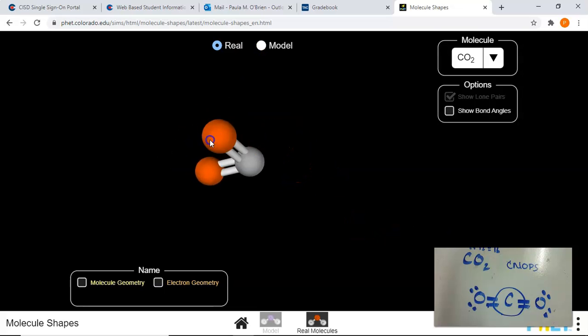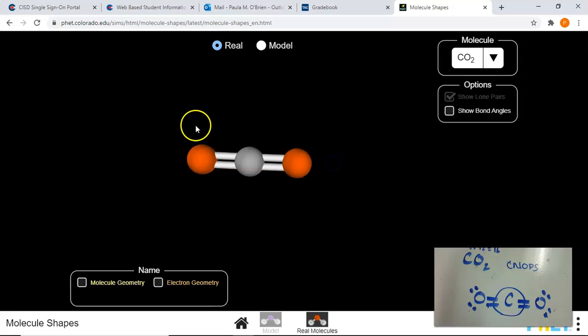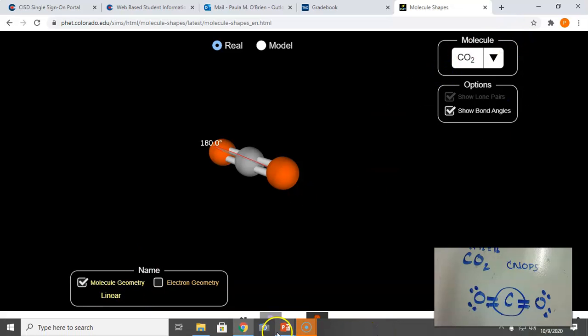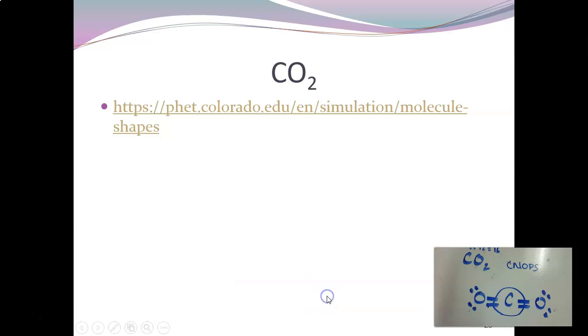So look, every time I try to push those oxygens closer to one another, they repel one another, and they stay as far apart as possible. It's a nice linear shape. Okay, we'll show you the bond angle, 180 degrees. Oh, still going to pop back to 180. Okay, so that is the molecular geometry. See, it's linear down there. All right, so let's go back to our notes.